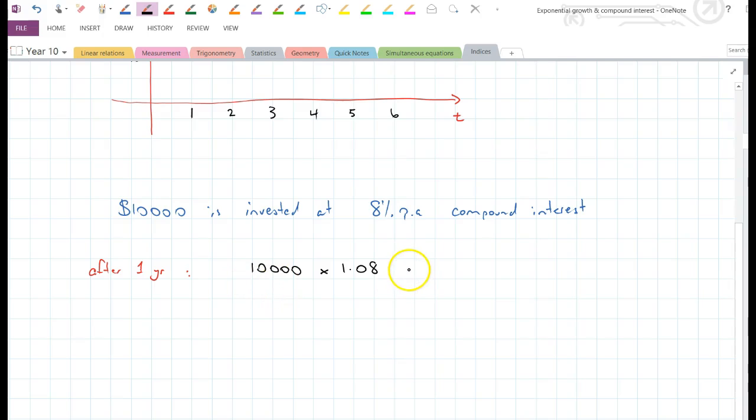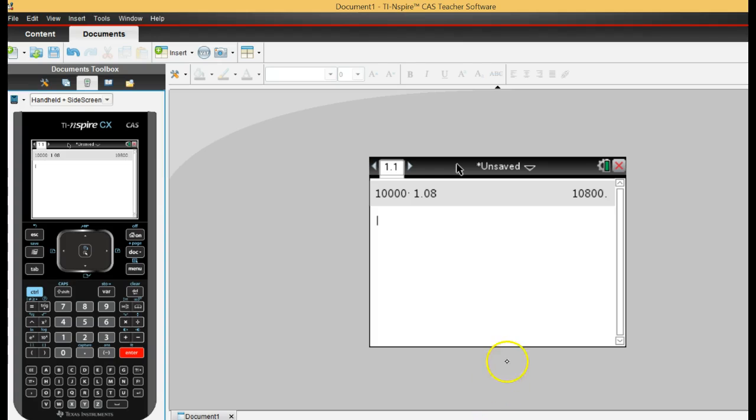So after 1 year, that will be our return, which if we put into our calculator, 10,000 times 1.08 is 10,800.